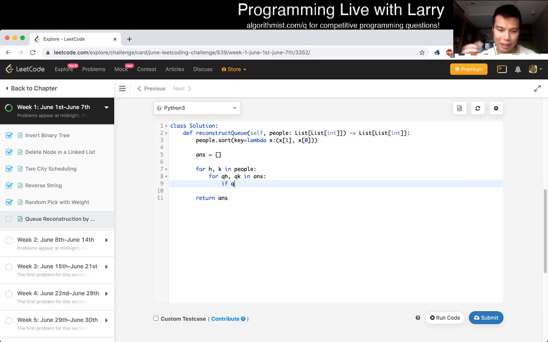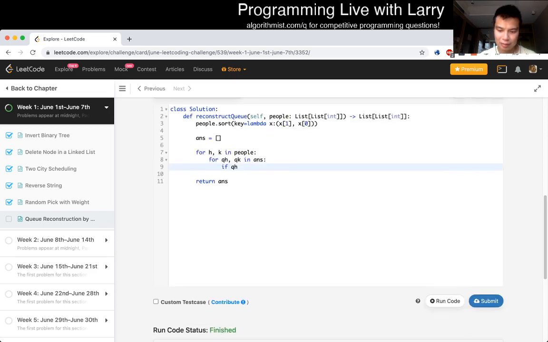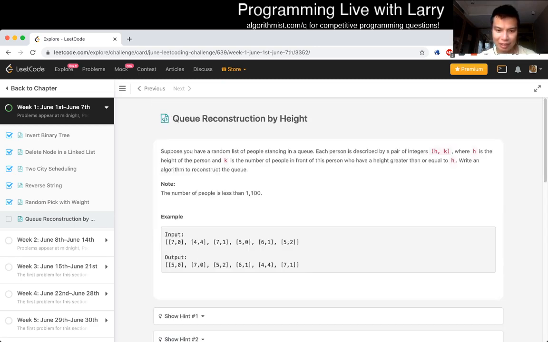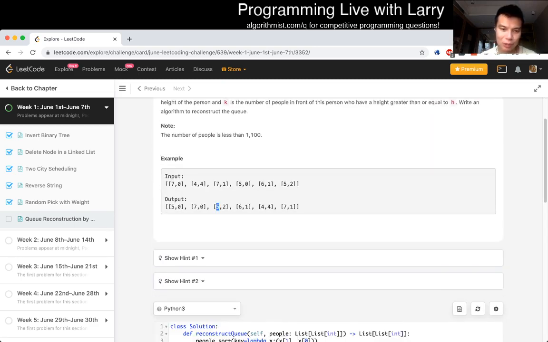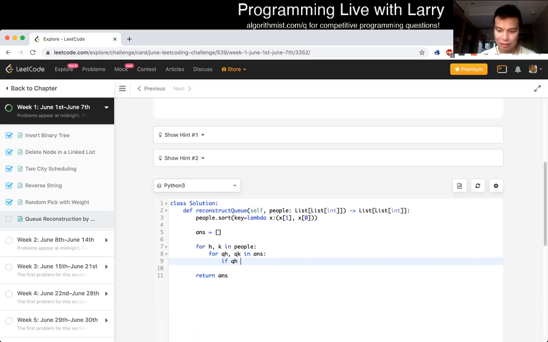If the person is already on the queue, if the height is, for example, this is 5. We just count the number. Oops, I'm looking at the wrong answer. So for 5, we want to count the numbers that are already on the queue that are equal to or greater than k.